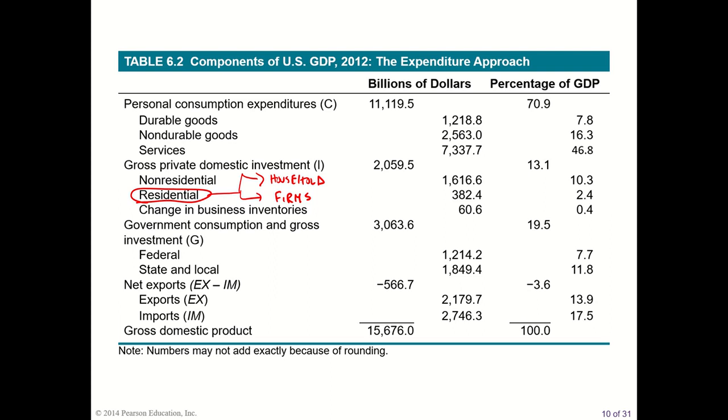Now G also has another interesting dimension. Government expenditures have multiple layers. There are federal level government expenditures, state level government expenditures, and local level government expenditures. You have to calculate all of them. Can anyone give me an example of a government expenditure? Yes.